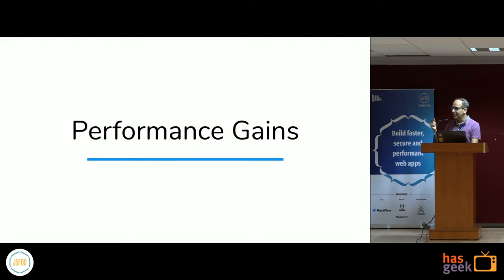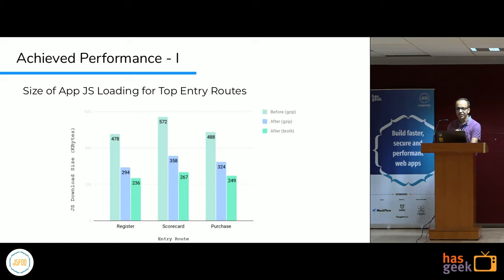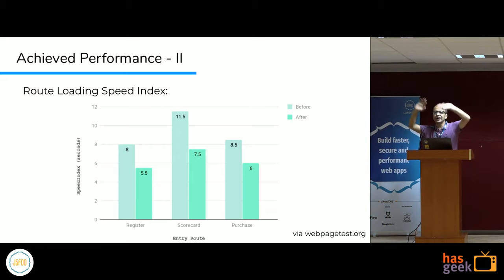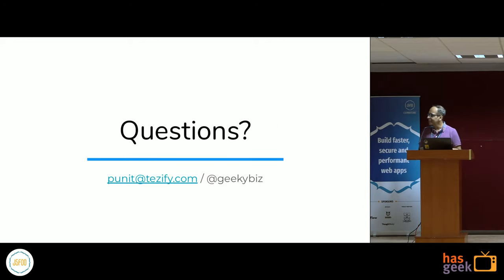Okay, so just the performance gains that we achieved, I'll walk through these quickly. I mentioned the initial sizes, right? The first two graphs are gzip to gzip, and we also brought in Brotli compression. With Brotli compression in place, I think we reduced the JS bundle size by around 50% overall. These are the three routes, this is what we measured, and this is the timing gain that we had. I think 30 to 40% across three routes is the gain we were able to make, and we measured again with all the same conditions. This is the speed index number here. And that's about it from my side.